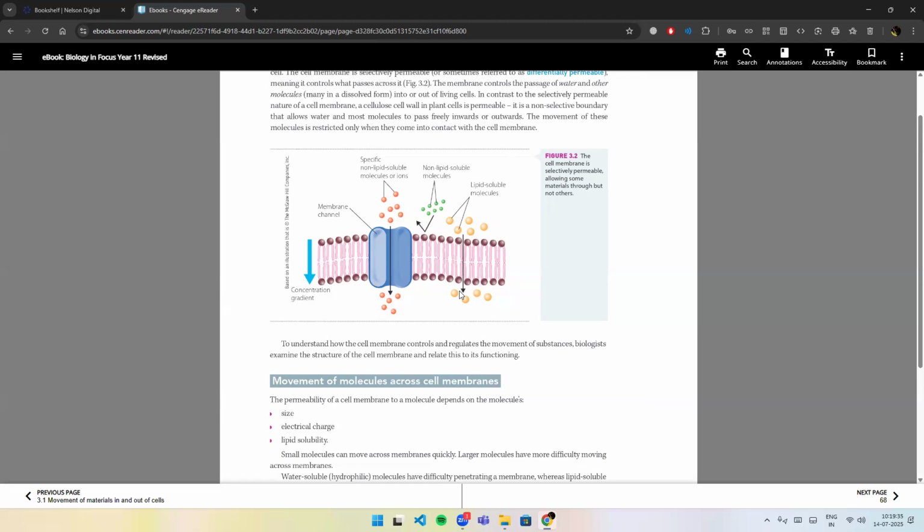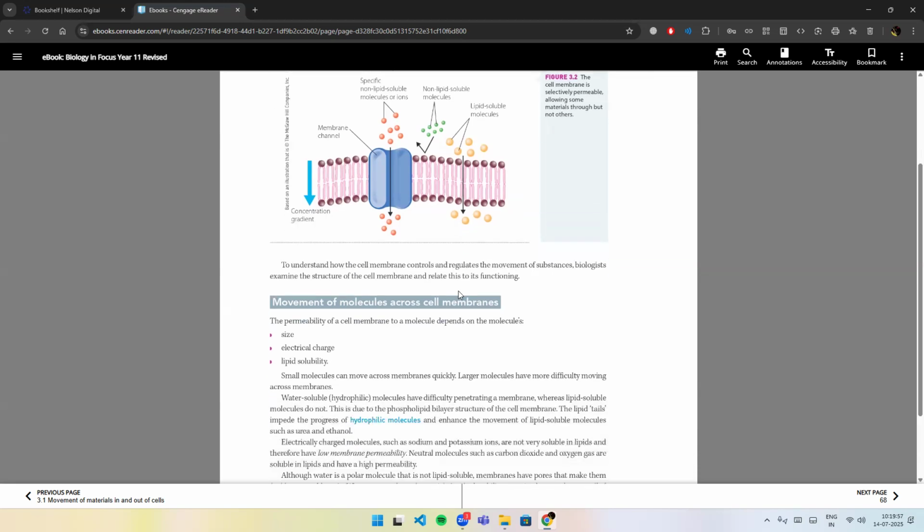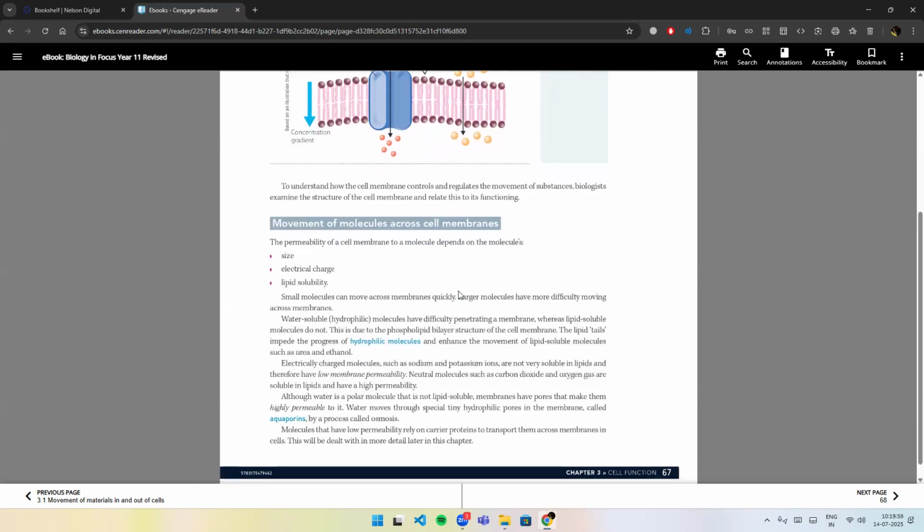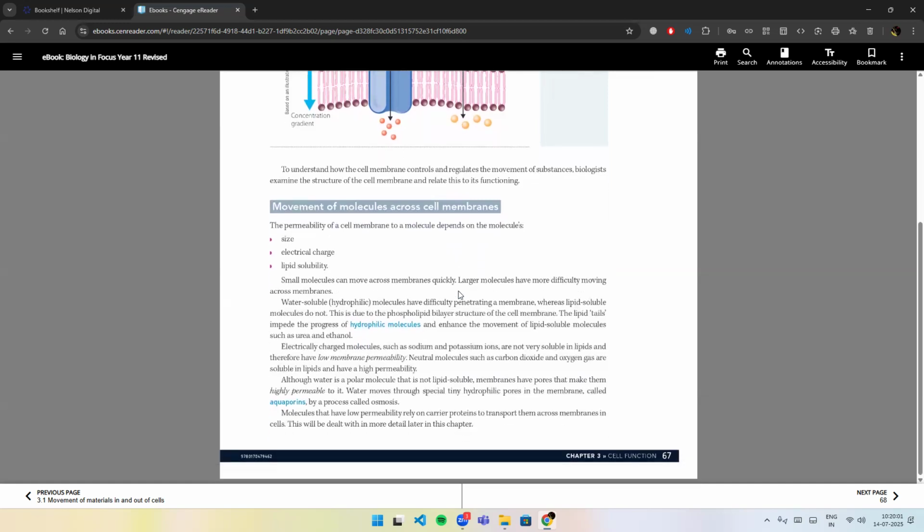In contrast to the selectively permeable nature of a cell membrane, the cellulose cell wall in plant cells is permeable. It is a non-selective boundary that allows water and most molecules to pass freely inwards or outwards. The movement of these molecules is restricted only when they come into contact with the cell membrane. To understand how the cell membrane controls and regulates the movement of substances, biologists examine the structure of the cell membrane and relate this to its functioning.